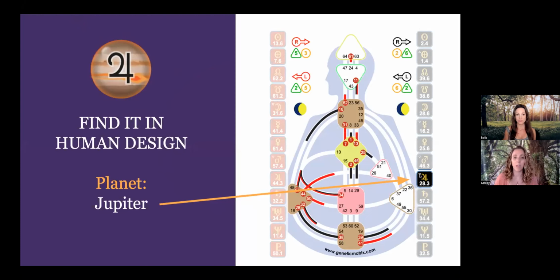This is actually Bella's chart. Her Jupiter activation is the 28.3. Why don't you put in the chat, if you have your chart up, what is your Jupiter activation? Let us know. And if you even know what archetype that is from the 64 door library, let us know what archetype that is.